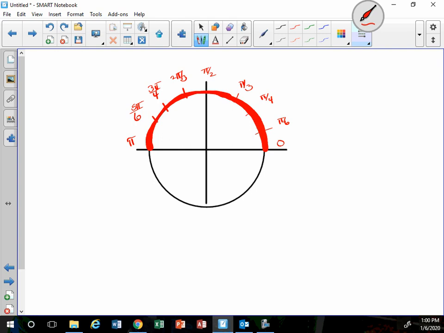Does it make sense to you guys why it's a different part of the circle than the sine one? That's for the inverse, right? Yeah, so this is for inverse cosine. Yes.